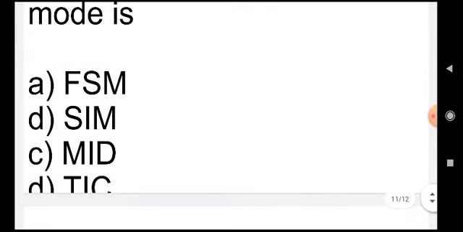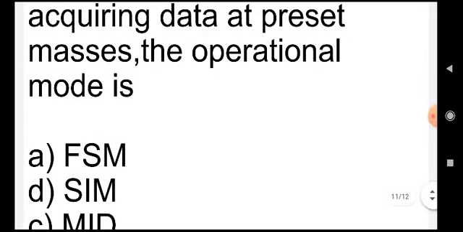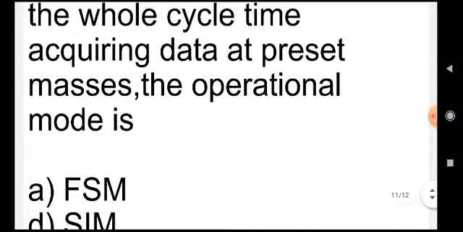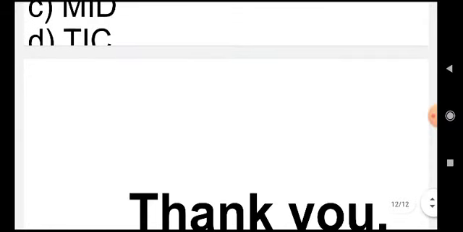So this is MID. And when you do all the SIMs, then you will get the TIC, total ion chromatogram. Total ion chromatogram and FSM are almost same. But the answer for this is multiple ion detection mode, MID mode, because the GCMS is spending the whole cycle time acquiring data at preset masses, not a single mass but certain preset masses. So it's a multiple ion detection mode.